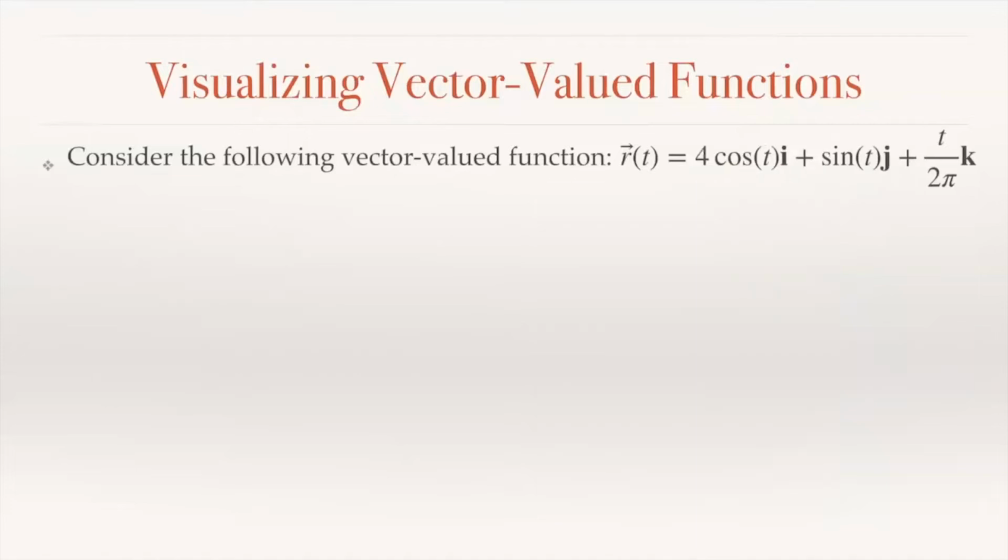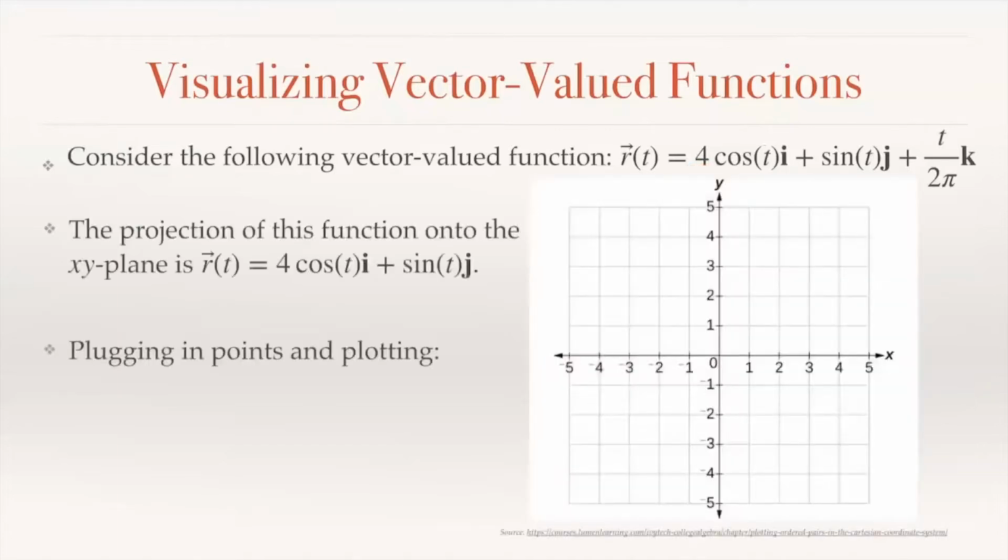So let's consider this vector-valued function. That is the actual one that was just graphed, but imagine that we're considering it from scratch. How could we find it? So the only difference here is this 4 by the cosine. So first we might want to find the projection of this onto the xy plane, namely this. Let's plug in some points and plot.